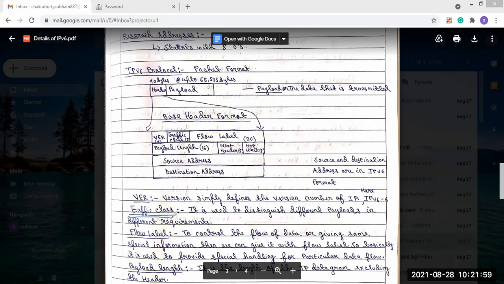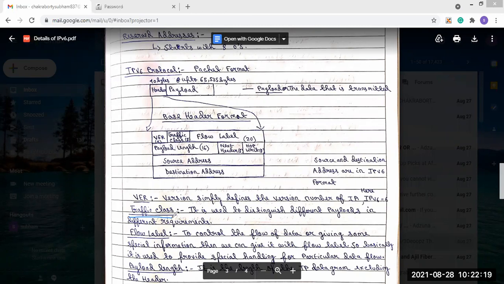Next is the traffic class. What does this traffic class field define? It is used to distinguish between payloads with different requirements.